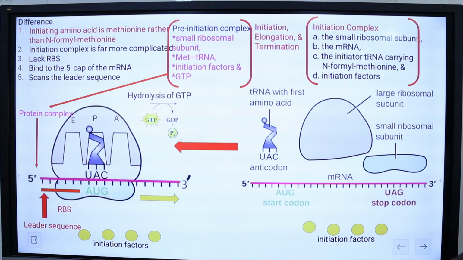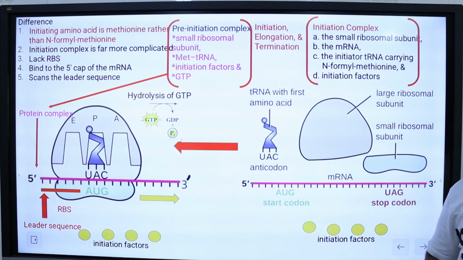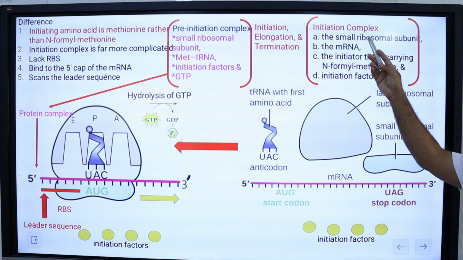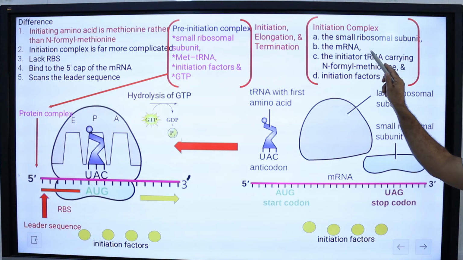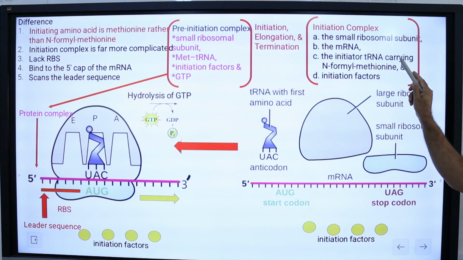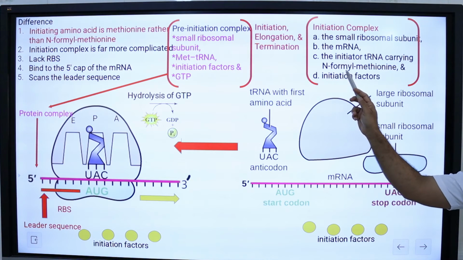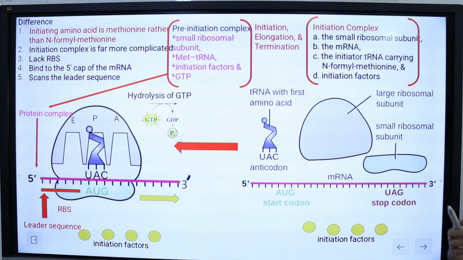The process of protein synthesis consists of 3 stages, that is initiation, elongation and termination. Initiation of protein synthesis is essentially the same in all organisms, but translation in bacteria begins with the formation of the initiation complex, which consists of the small ribosomal subunit, messenger RNA, the initiator tRNA molecule charged with a chemically modified methionine called N-formyl methionine, and initiation factors. Initiation factors are involved in initiation only, but they are not part of the ribosomes.